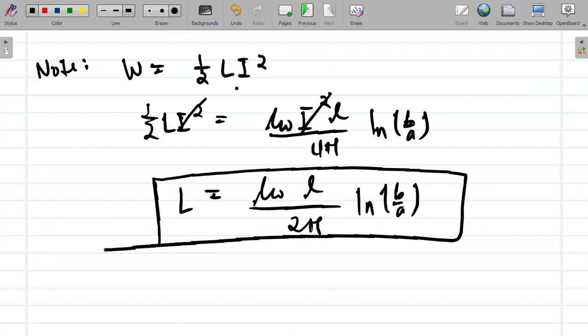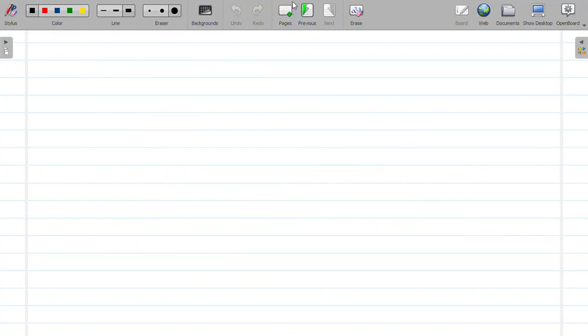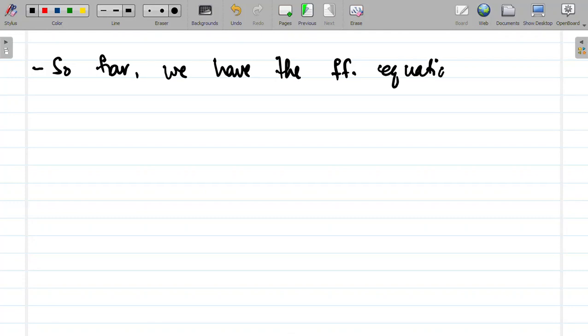Now, let us proceed to Maxwell's equations. This is the heart of Physics 130. So far, we have discussed electrostatics, we have also studied magnetostatics, and we also learned some electrodynamics, Faraday's law. Okay, class, so far we have the following equations, the most important equations in electrodynamics.